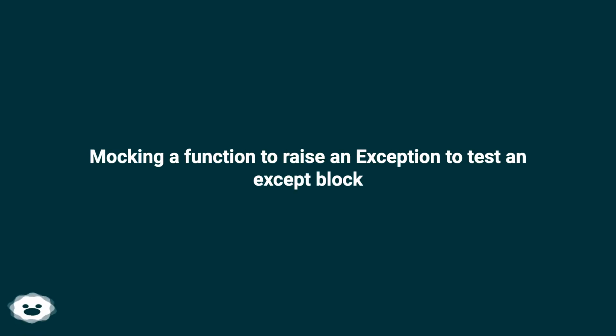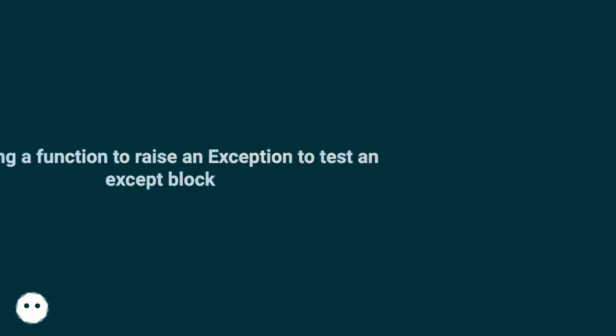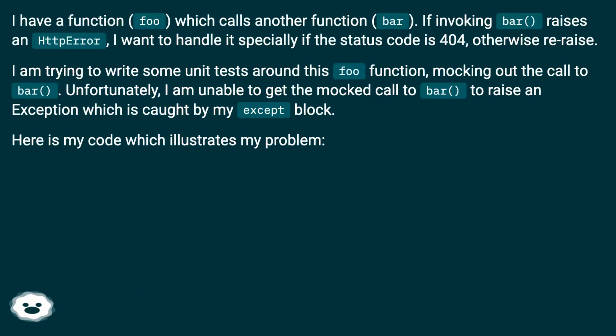Mocking a function to raise an exception to test an except block. I have a function, foo, which calls another function, bar. If invoking bar raises an error, I want to handle it specially if the status code is 404, otherwise re-raise.